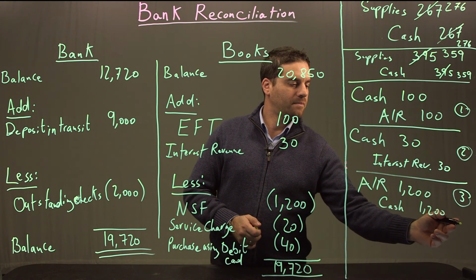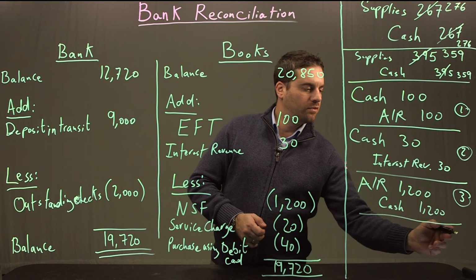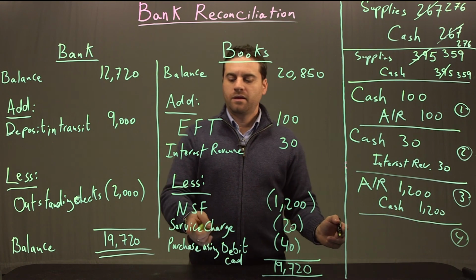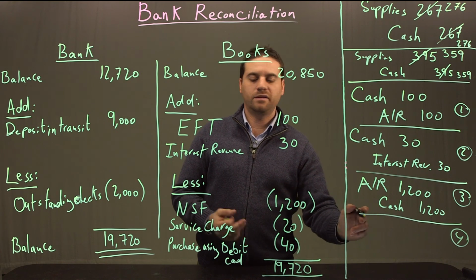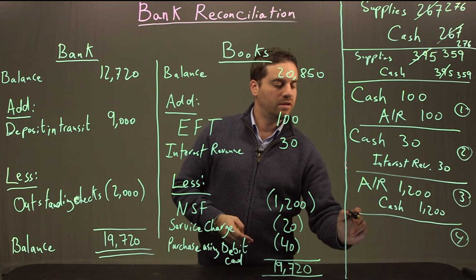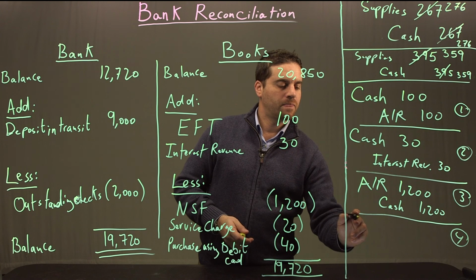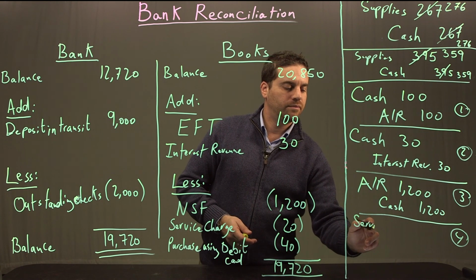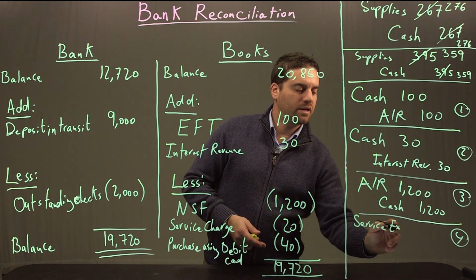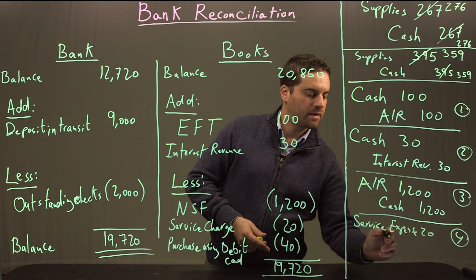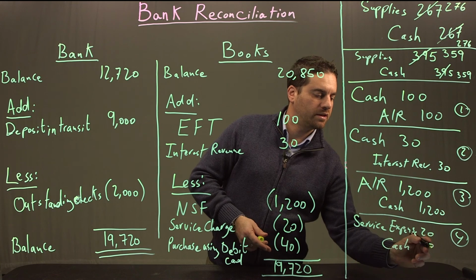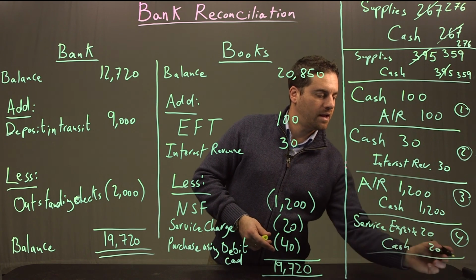Okay, number 4, service charge. Well, that's cash that has been deducted, so it's going to be a credit to cash, and then we're going to consider that just an expense. So you can just say service expense, for example. As long as you say the word expense, you're fine. And then cash, $20.